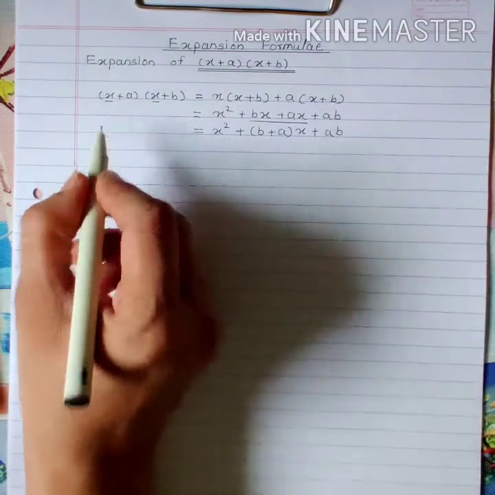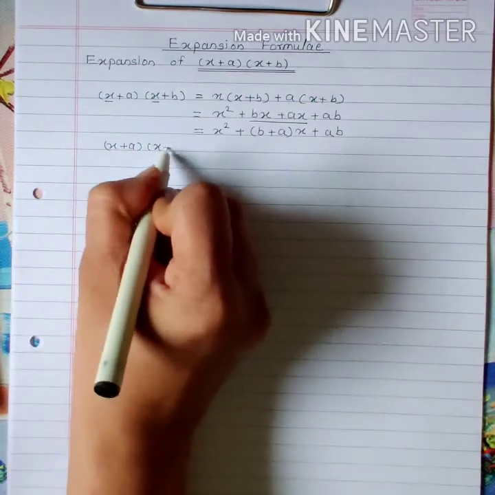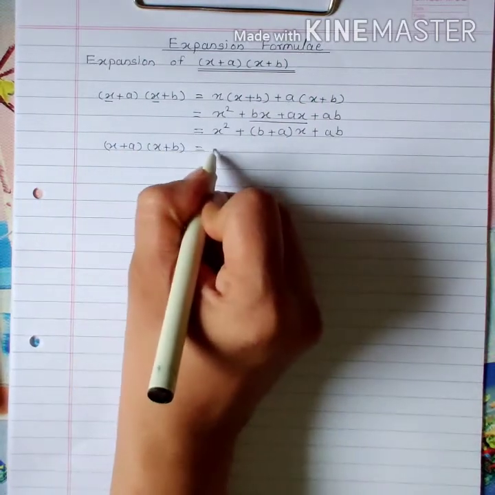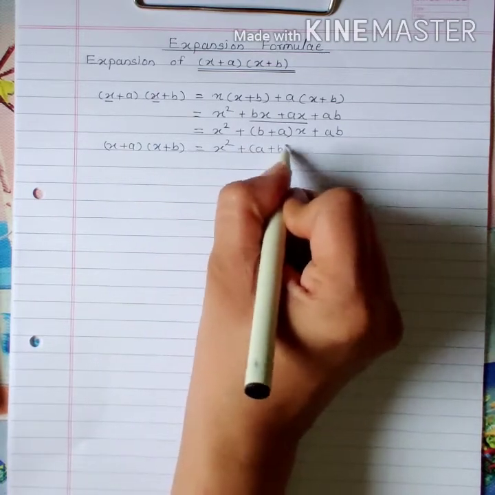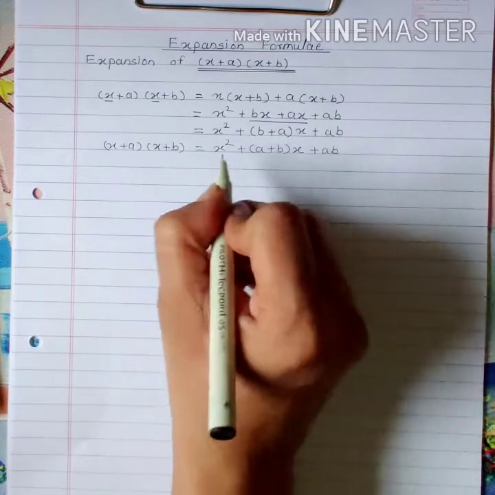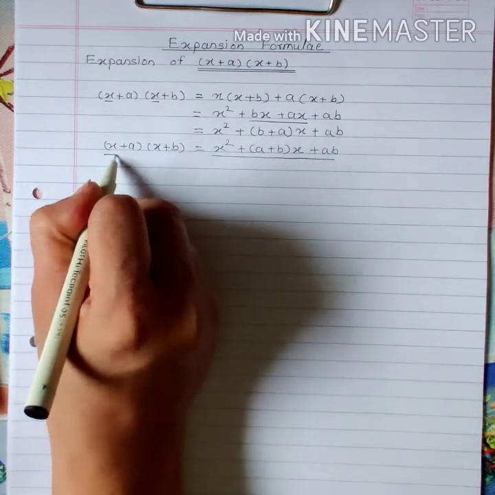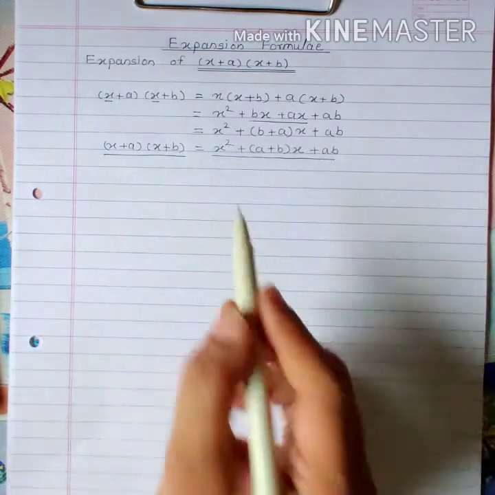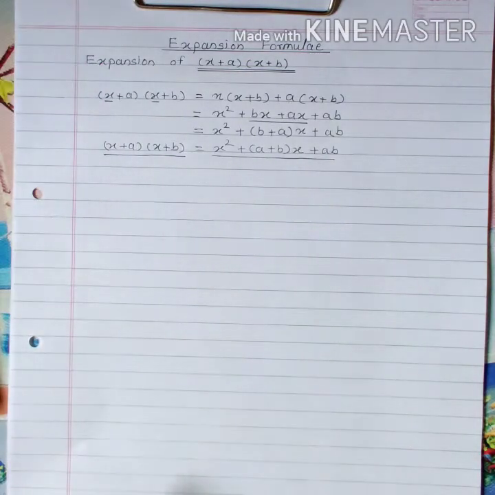So (x + a) into (x + b) is equal to x² + (a + b)x + ab. So this is the expansion of (x + a)(x + b). So this is the expansion formula. Using this expansion formula, let us solve some examples from practice set 5.1.